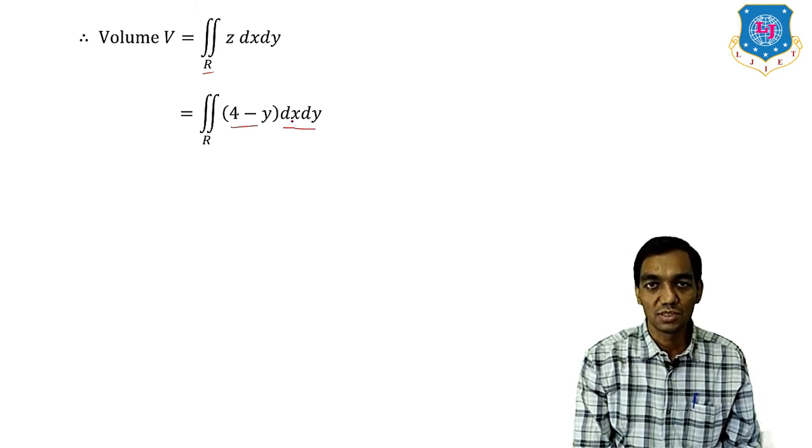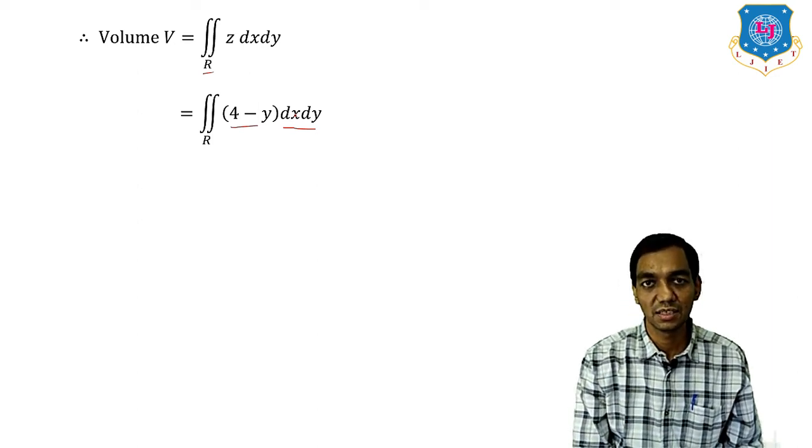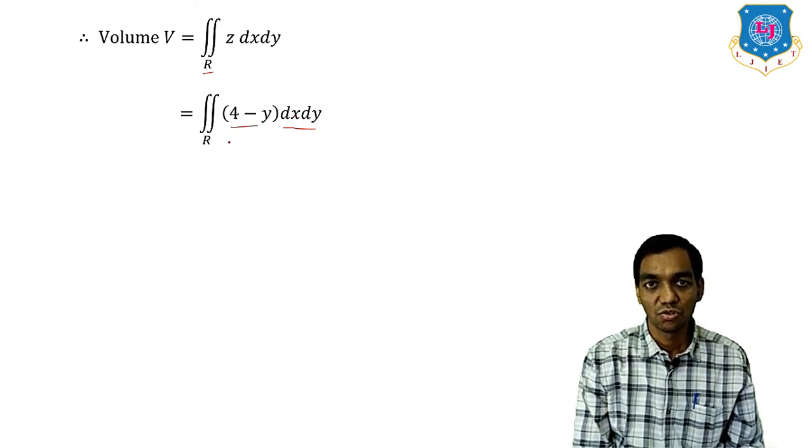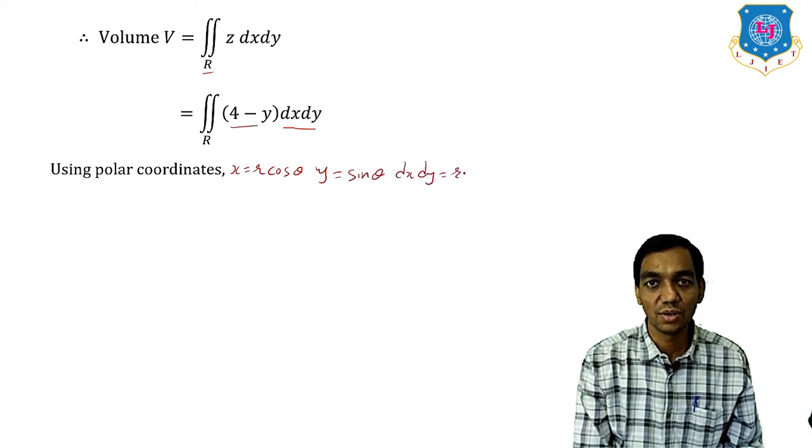Correct? Now see, the top view of the cut cylinder is nothing but a circle, x square plus y square is equal to 4. So we are going to reduce this to polar coordinates because it is easy to integrate. So we are going to put x is equal to r cos theta, y is equal to r sin theta, and that will give you dx dy is equal to r dr d theta. Correct? And you have x square plus y square is equal to r square.